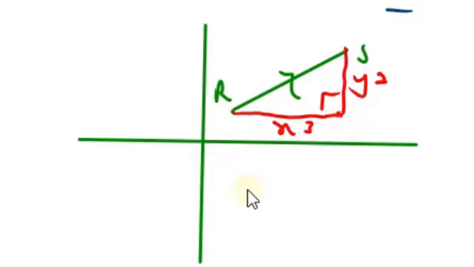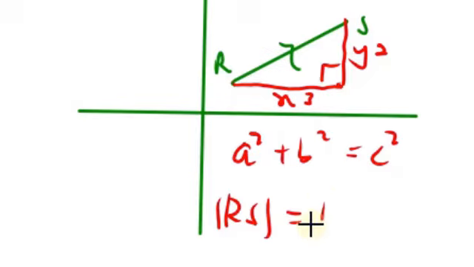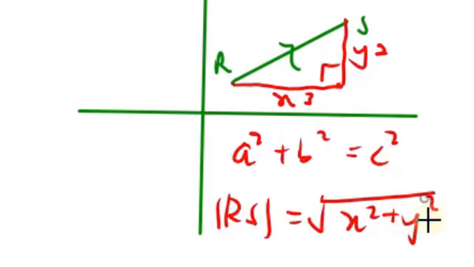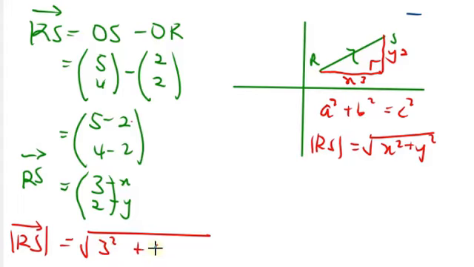So we can say that a squared plus b squared gives c squared. So I'm going to apply the same thing. Whenever I have to find the magnitude of a vector, it's just like finding the hypotenuse of a right angle triangle. So the magnitude of RS will give us x squared plus y squared. So we are going to do the same thing here. We can say the magnitude of RS is equal to the square root of x squared plus y squared. And what is x? That is 3, so 3 squared. And what is y? That is 2, so 2 squared.